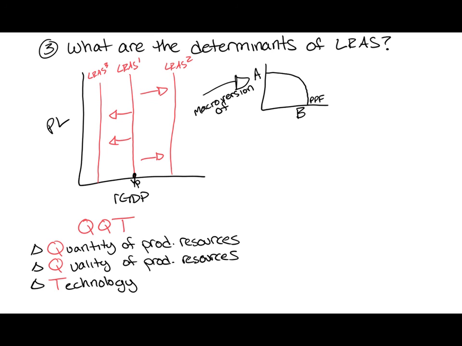Or we would have lower levels of long-run aggregate supply if, for some reason, and this would be really uncommon, there was worse productive technology than there was before. I can't really think of a scenario where that would happen, but theoretically, if technology were to get worse, I guess we go through like a Middle Ages situation, that would hurt overall potential productivity in the economy as well.